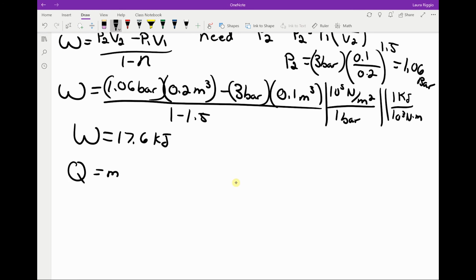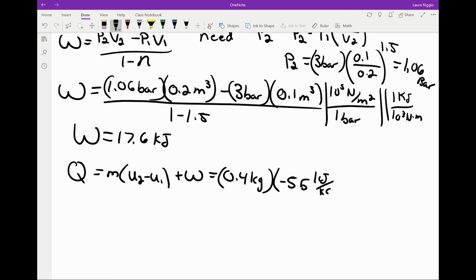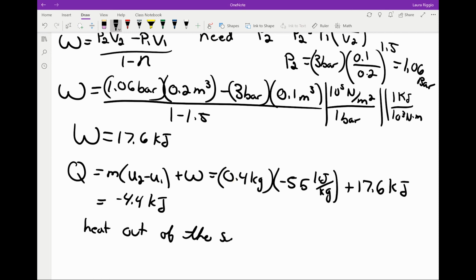So Q is going to be equal to our mass times our change in specific internal energy plus our work, which is our 4/10 of a kilogram times our minus 55 kilojoules per kilogram that was given in the problem, plus our 17.6 kilojoules, which equals minus 4.4 kilojoules. And since Q is negative, it is heat out. It's heat out of the system.